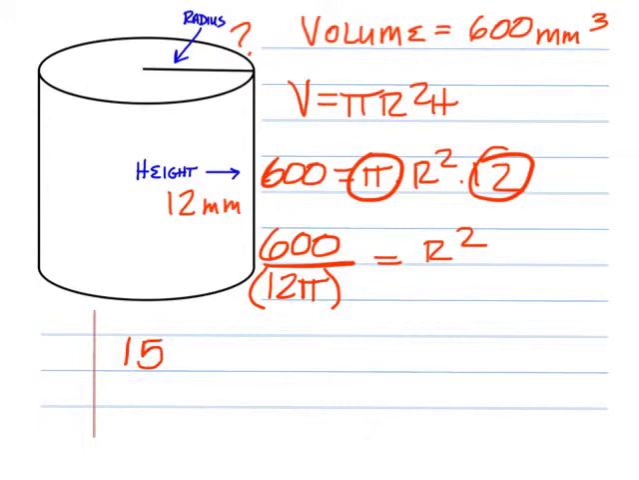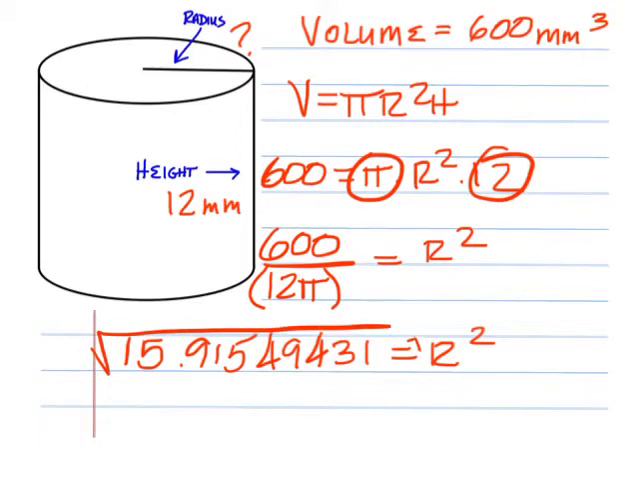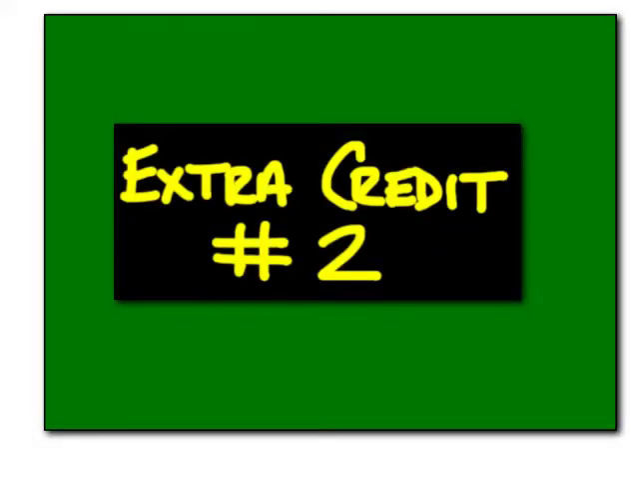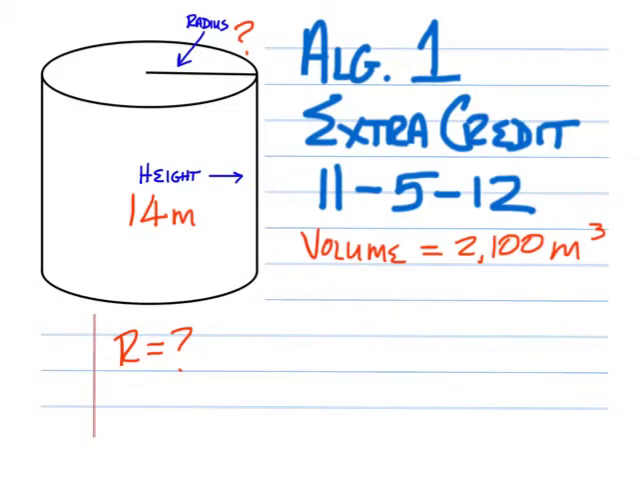That will be 15.91549431. And that's the value for r squared. Find the square root of both sides. Right side is r, and then for the left we will have 3.99 millimeters for the radius. Extra credit 2.